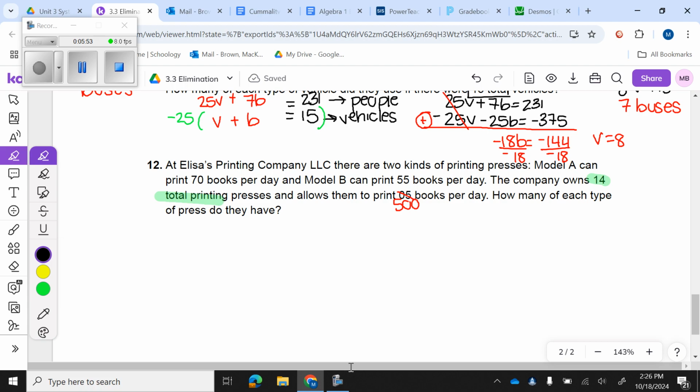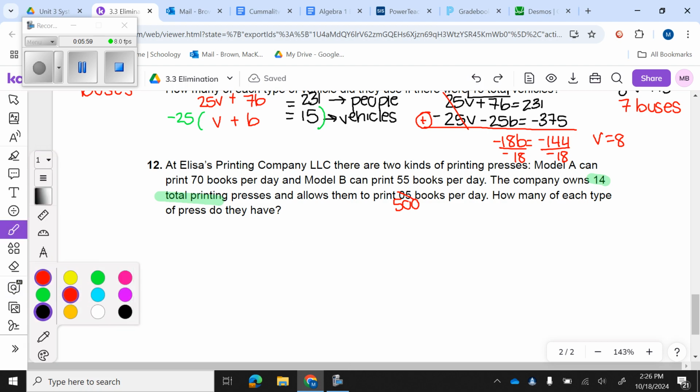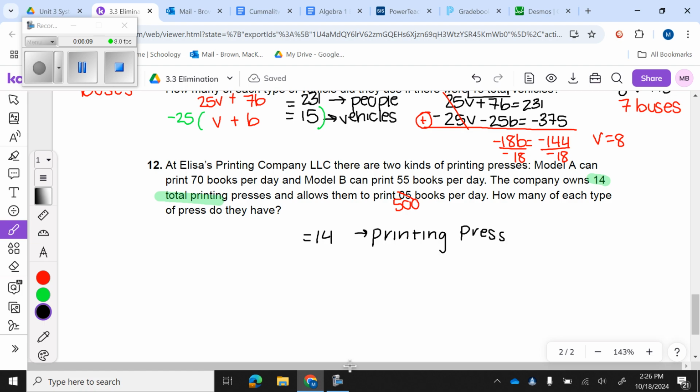So I know one of these needs to equal 14, because I've got to find my 2 totals. This is talking about printing presses. And it allows them to print 500 books per day. Well, that's another total, so 500 is talking about the amount of books. So I need one equation that's just about printing presses and one equation that's just about books. How many types of each press do they have? Well, we've got 2 types of presses: Model A and Model B.